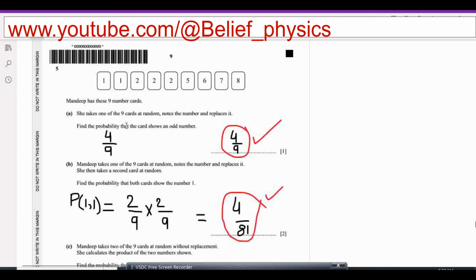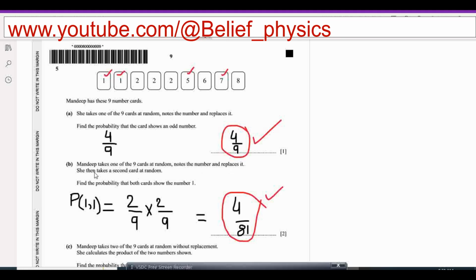So probability is the number of favorable events over the number of total events. Odd values: this is odd, this is odd too, this is odd, and this is odd. So 4 are odd, and the total is 9. So 4 over 9 is the probability of taking an odd card. That's it.